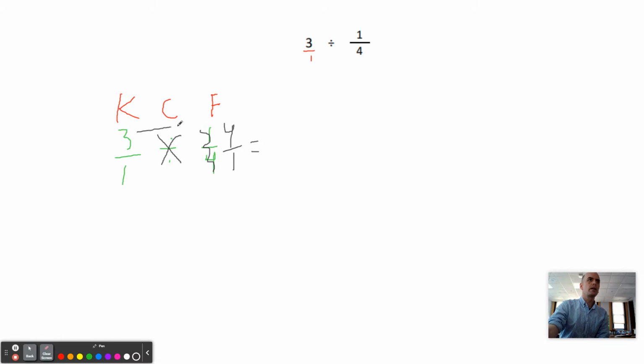Now we can multiply across. Okay, so 3 times 4 is 12. 1 times 1 is 1. 12 over 1 equals 12. There it is. Okay, next.